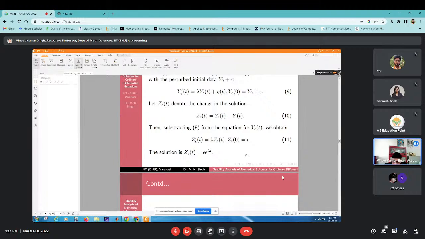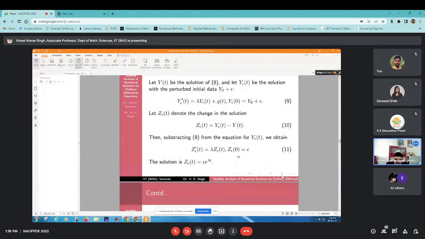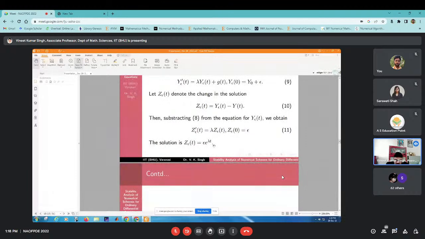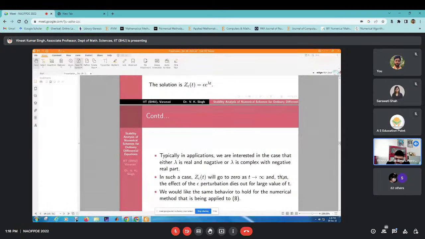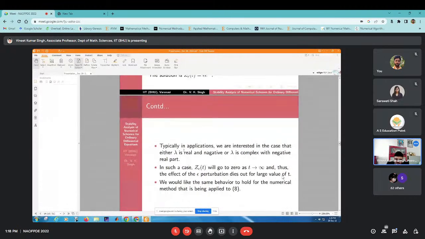But lambda should be, we are taking here a negative real number. Should lambda be less than 0 or any? If lambda is less than 0, then it has some physical meaning. That's why we are considering here lambda less than 0. So if you look here, I have mentioned the condition on lambda for the physical region: lambda should be either a real negative number, or lambda should be complex with negative real part. These are the conditions on lambda.